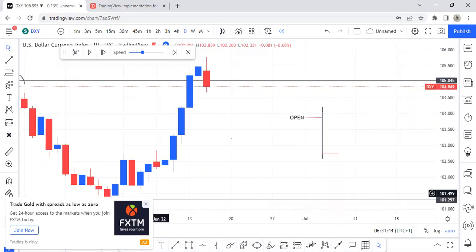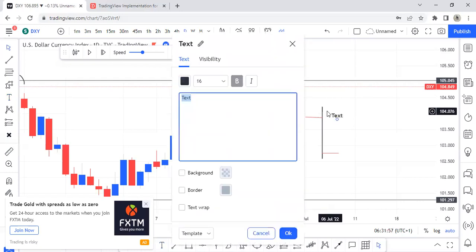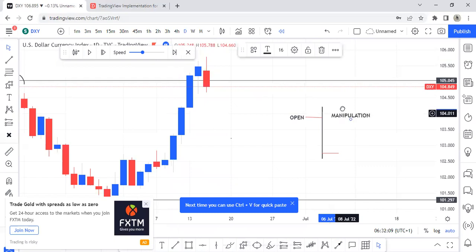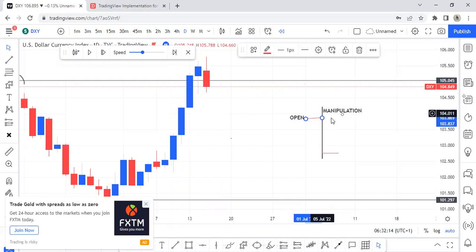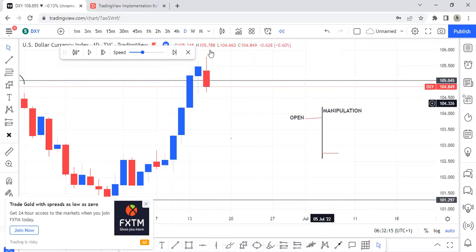Then we have what we call the manipulation. Look at this week: the market opened there and then pushed up. This push up is what we call the manipulation. For a bearish candle, or if you're having a bearish bias, you want to see that open and then the manipulation. That means you want to see that false move. From this open towards this liquidity, that is also called manipulation.